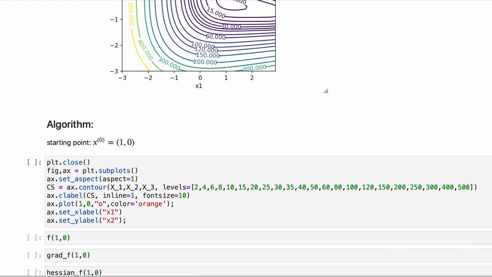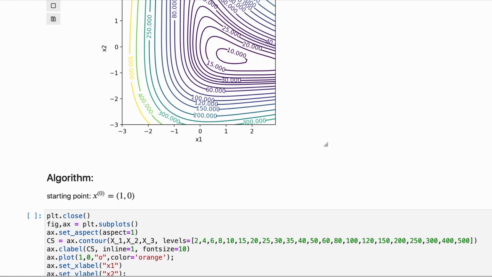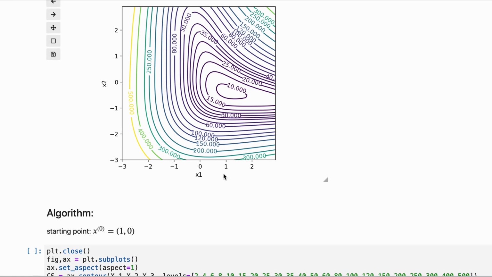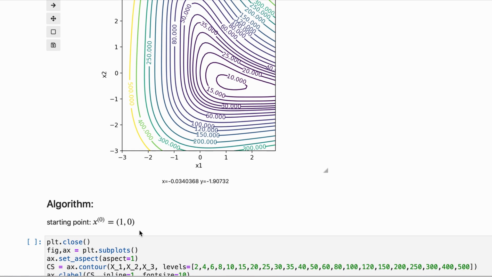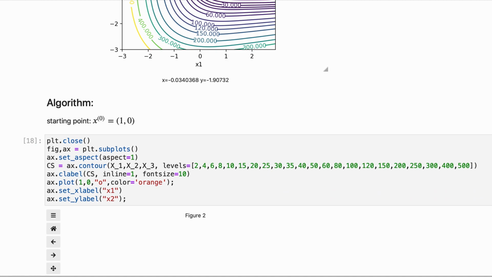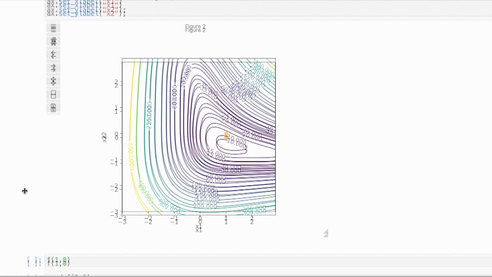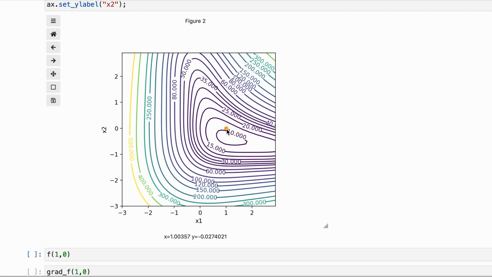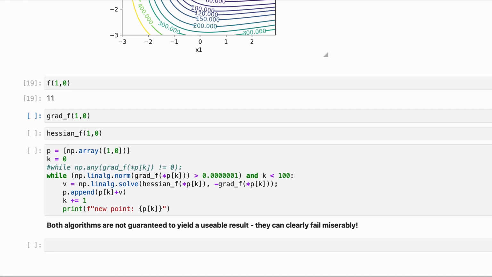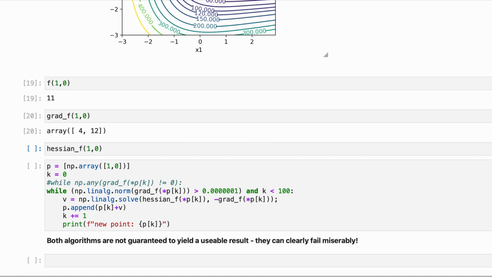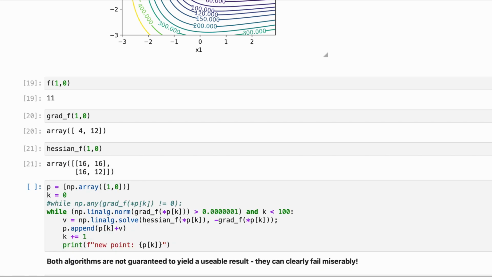So let's see what happens if we start with Newton's algorithm. We're going to use 1, 0 as a starting point, because we suspect the optimum should be somewhere here, and that seems to be the closest all-integer point. So we just use that. This orange point is our starting point. It doesn't seem to be far away from the optimum, so we should hope to get there quickly. Now what happens? The function value here is 11, it's not bad. The gradient is 412, and the Hessian is this here.